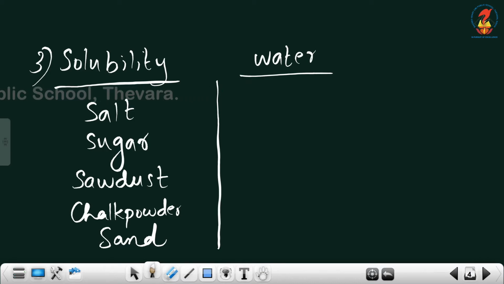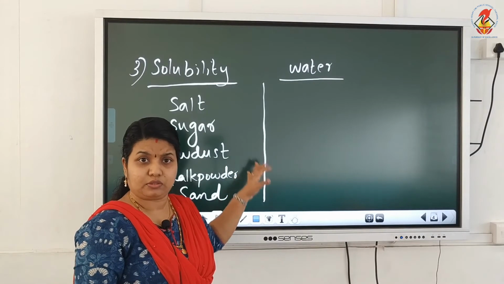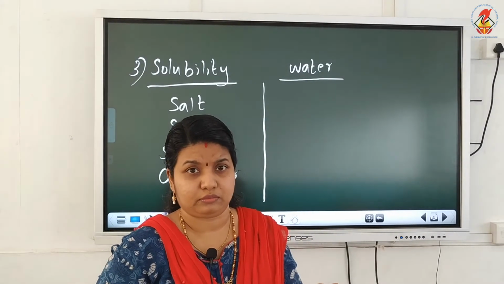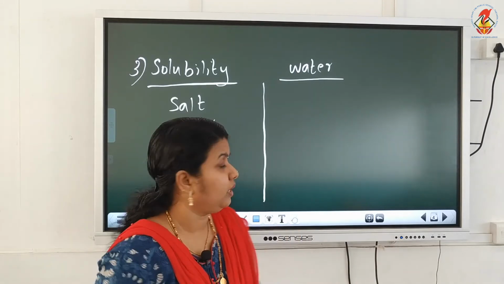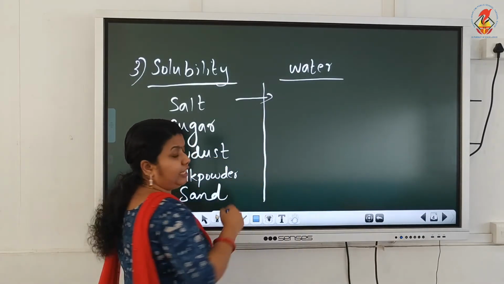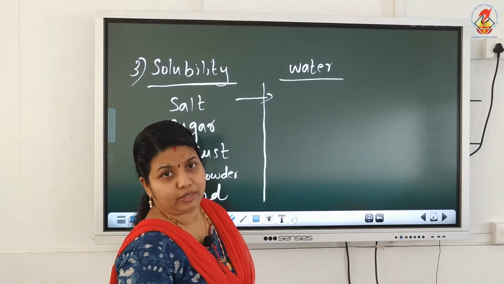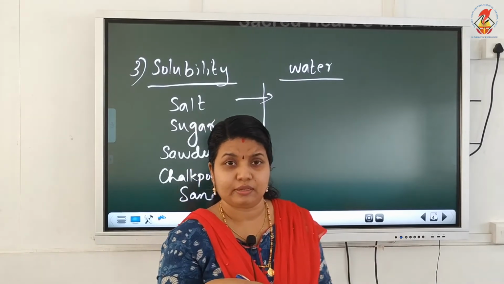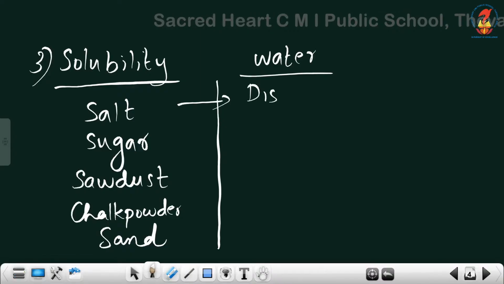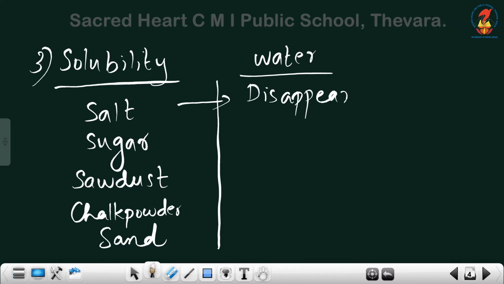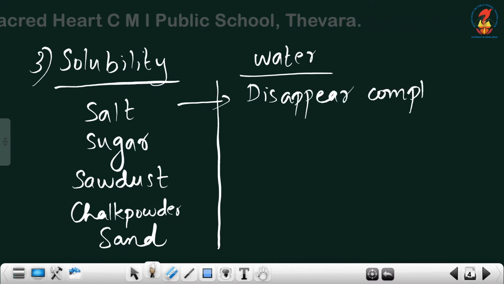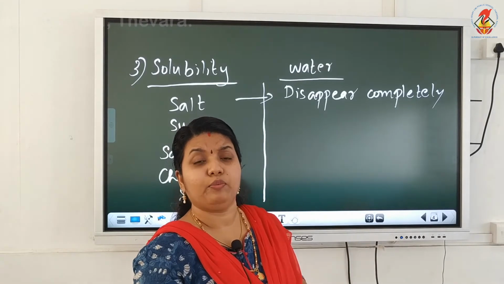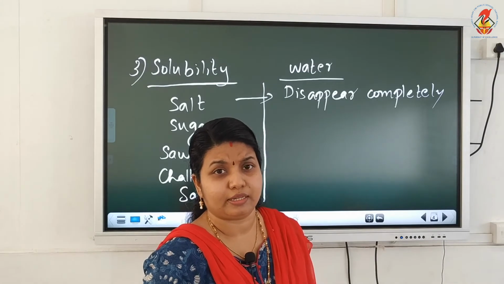Take 1 teaspoon each of these solids. Then take 5 glasses. Fill them with 3/4 of water. Now add 1 teaspoon of salt into a glass containing 3/4 of water. Mix it well. What happens? Salt disappears. You do it at home and find out. After mixing it, you can see that salt disappears completely. You won't be able to see any salt particles inside the glass.